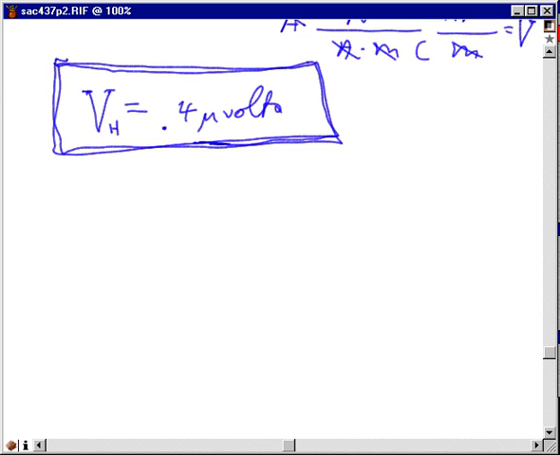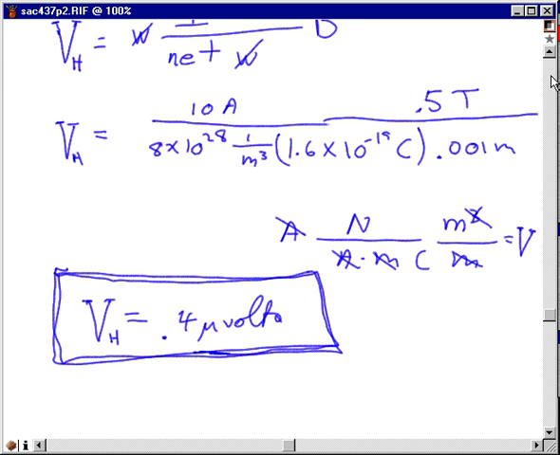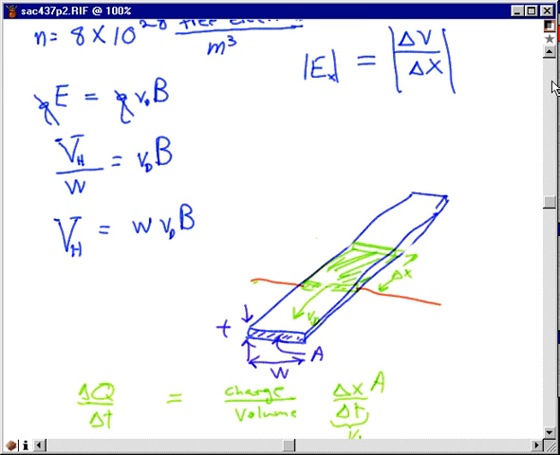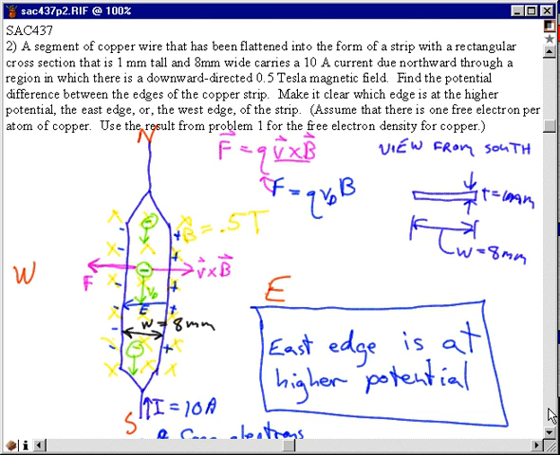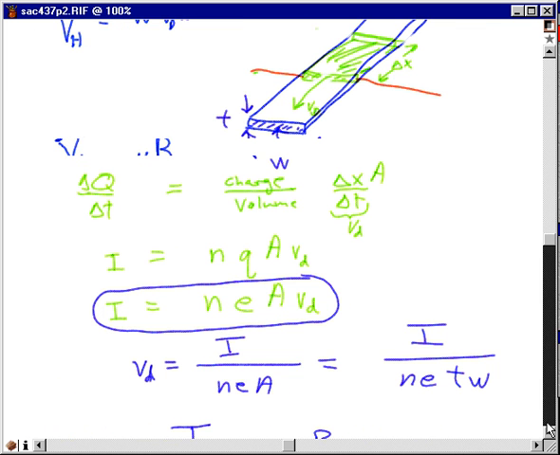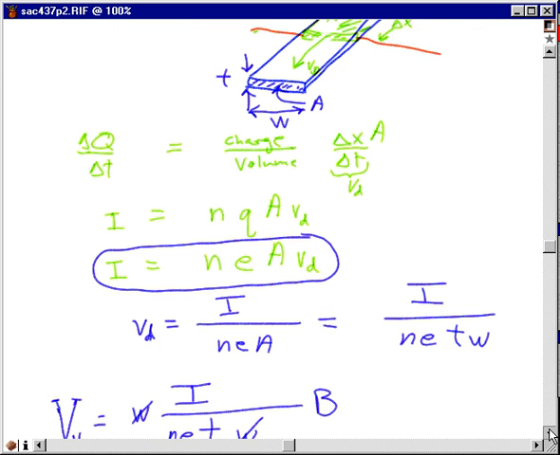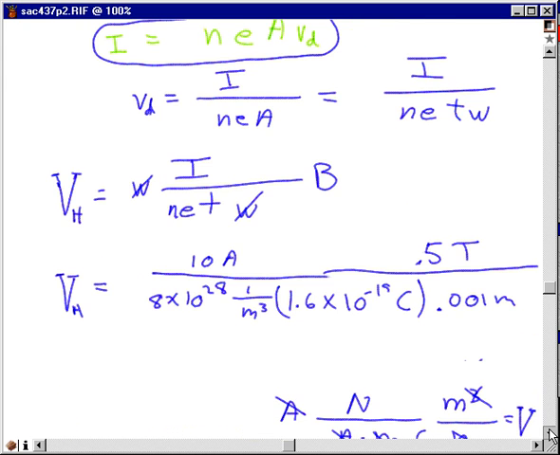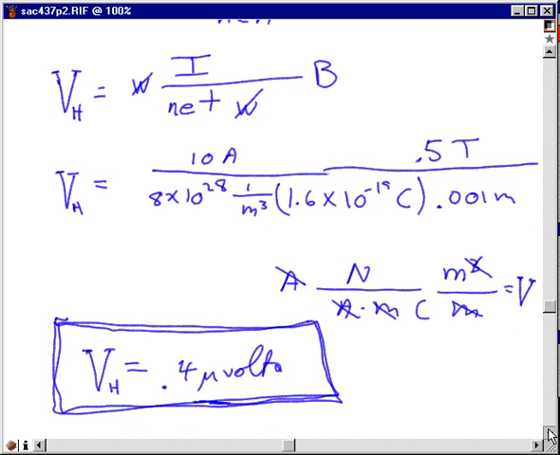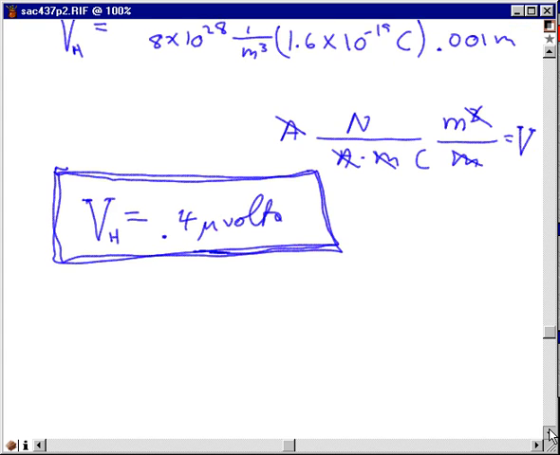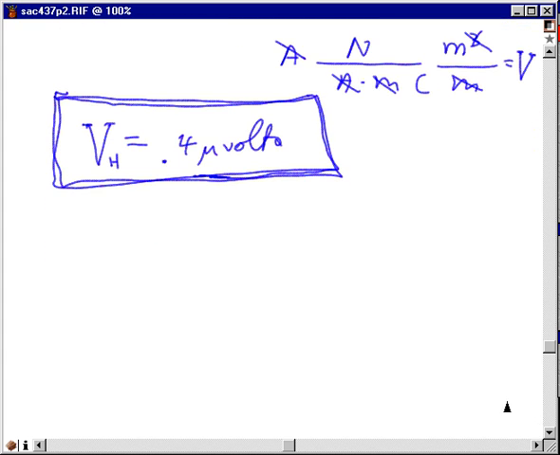This is the Hall potential, 0.4 microvolts, representing the answer, where part of the answer we already expressed and boxed in, with the east edge being at the higher potential. So the east edge is 0.4 microvolts higher in the value of electric potential than the west edge. And that's the answer to SAC 427.